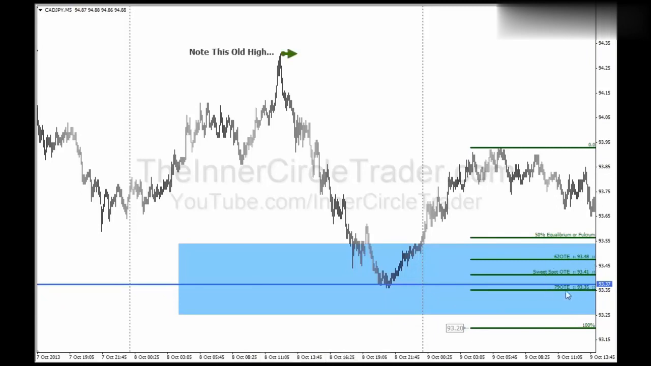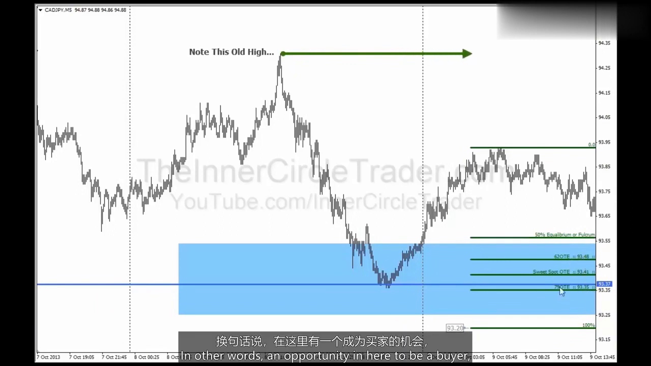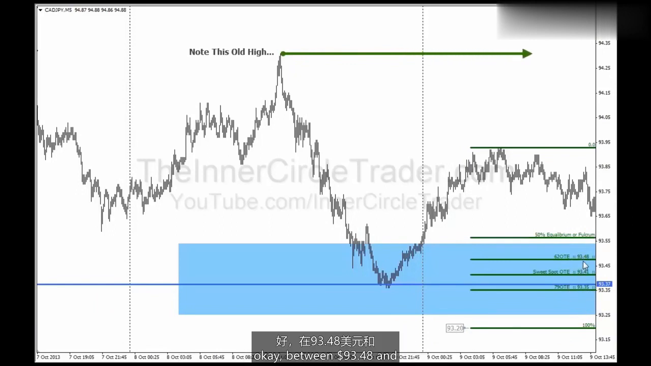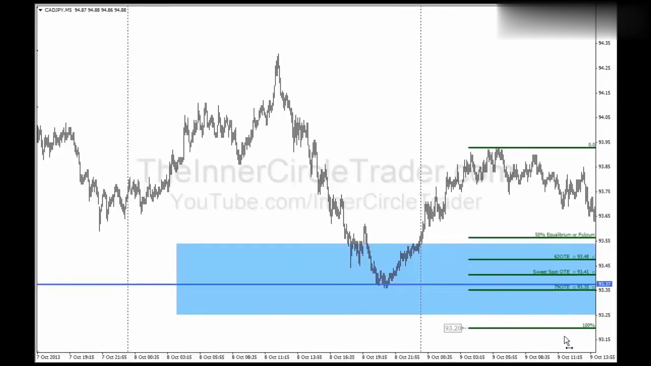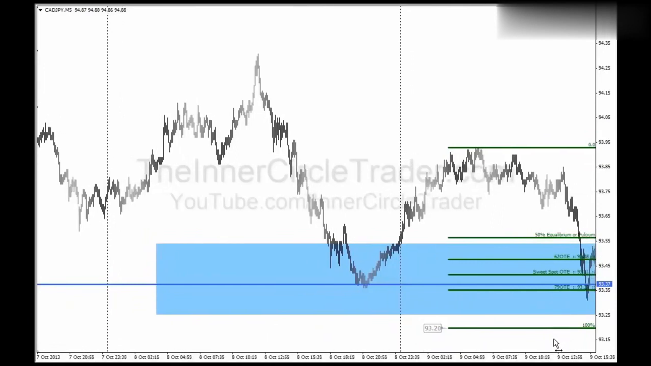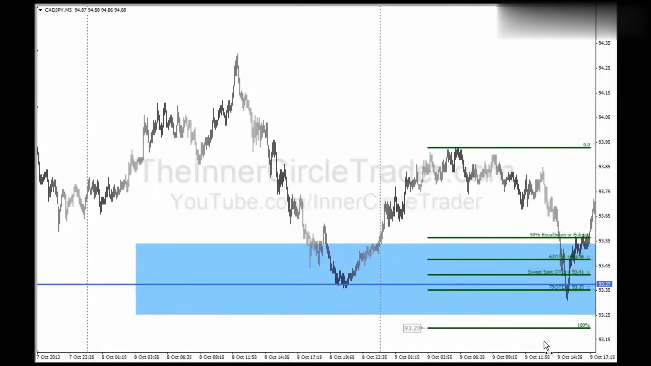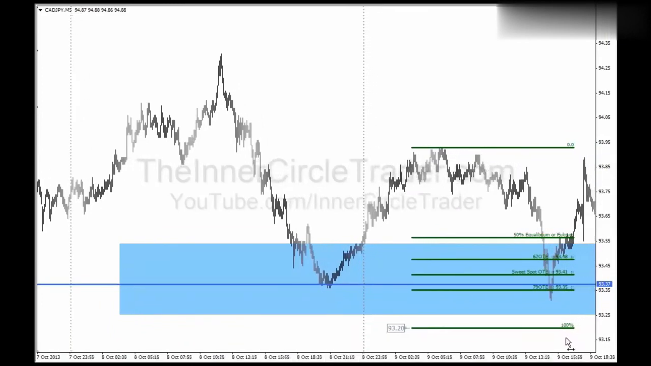So anywhere in here, once we trade down to that level, again, this is very handsome. I mean, in other words, an opportunity in here to be a buyer. Okay, between 93.48 and 93.35. Okay, if price trades right down into there, that would constitute enough for me to take a buy signal. Okay, price trades down, deviates to 79-cent tracer level just a little bit in here. Okay, and rallies on up.